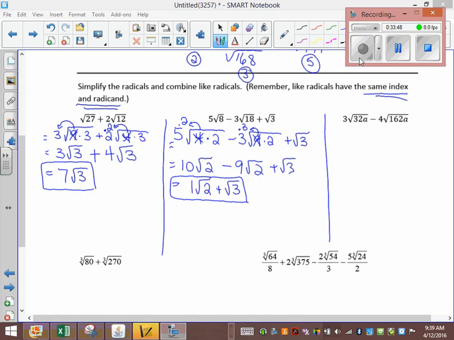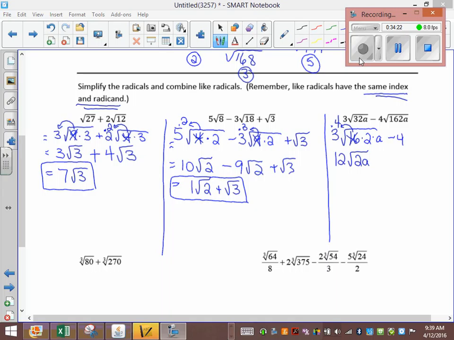So 32. I can break into what's my biggest perfect square? I can break 32 into, Annie. 16 and 2. So 16 times 2 times a. I can take the 16 out and it becomes a 4. 3 times 4 is 12 square root 2a. If this was an a cubed or something, then I could break it down into like a squared and a and take an a out. But it's just an a. I can't group it and take anything out.